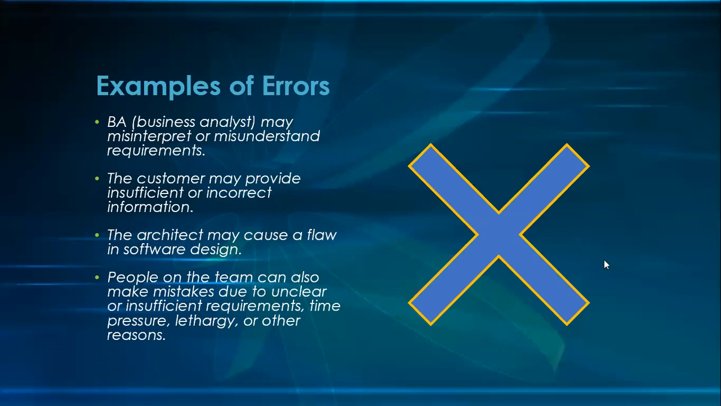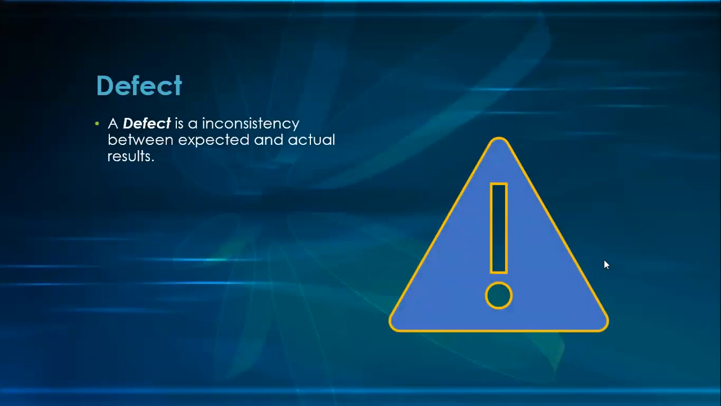So that takes us to the next person, which is defect. You see that the human mistake has happened. Now he's taking that baton as he's running the race, and has given it to defect. So now we want to talk about defect. Who is defect? Defect is an inconsistency between expected and actual results. Write down, everybody jot this down: expected and actual results.